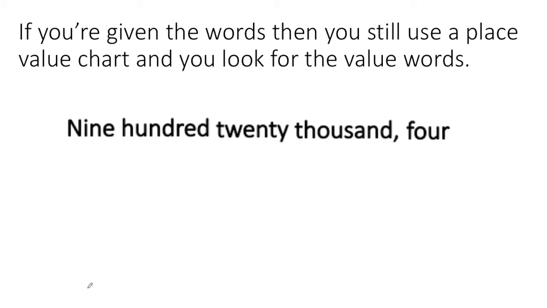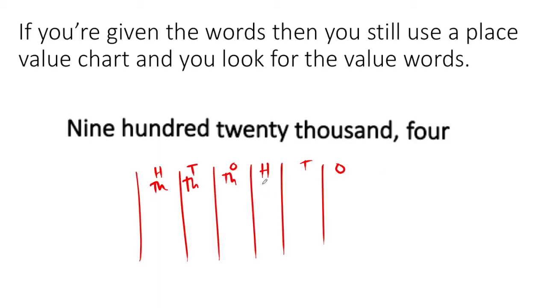Sometimes you're also going to have to do this in reverse, where they give you the words. You still use a place value chart: ones, tens, hundreds, 1,000s, 10,000s, 100,000s. Now the key here is to underline the value words. In this case, there's one most important value word, which is thousand. Thousand is that comma. Thousand is indicating that first family that all have the same last name.